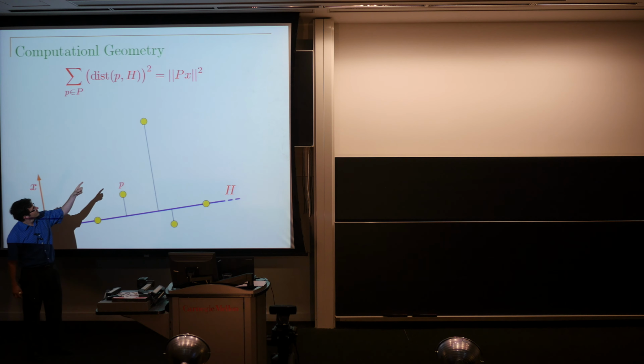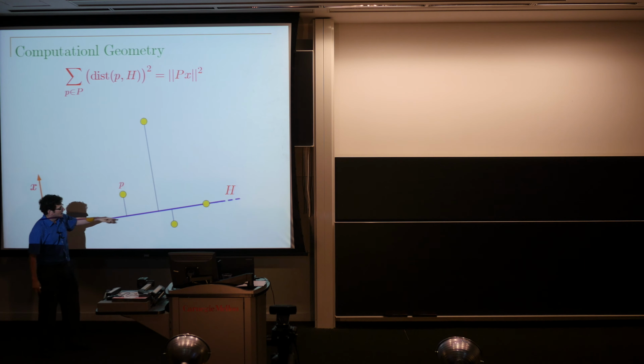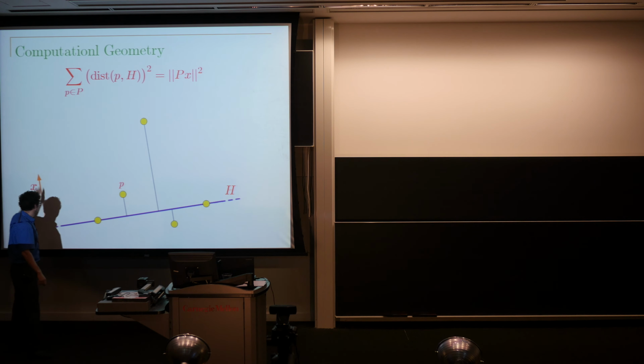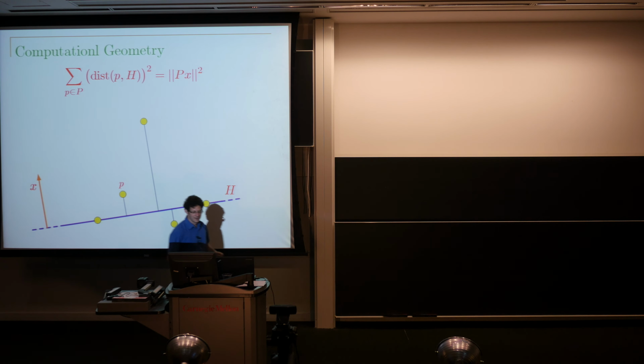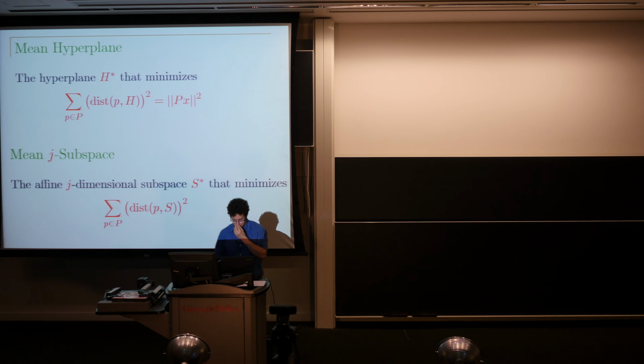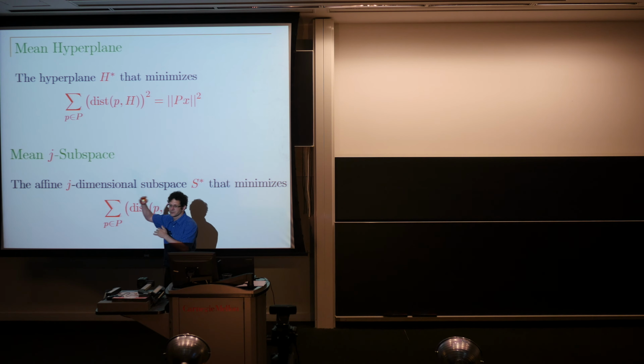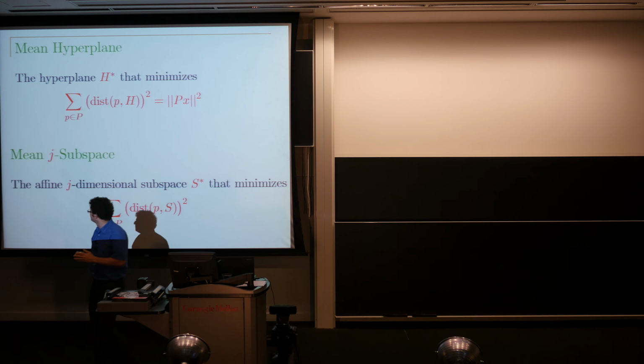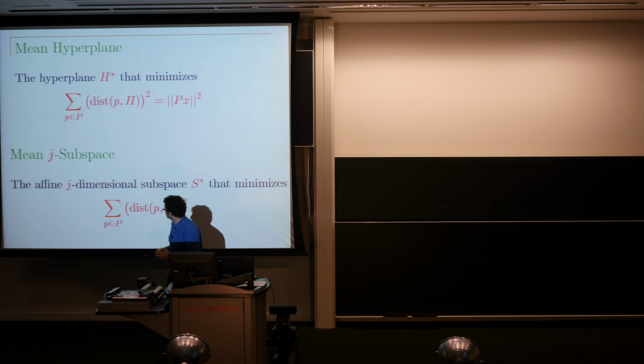So norm Px squared is just the sum of square distances between every point to the hyperplane that is orthogonal to the vector x. In other words, we are looking for the hyperplane that minimizes the sum of square distances to the original points, which is exactly the same problem.